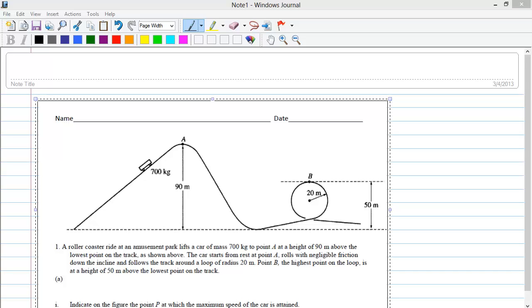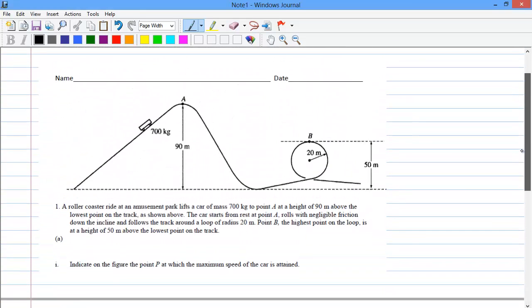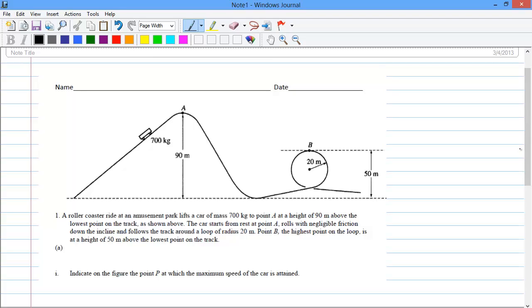Alright, so we're going to be looking at this roller coaster problem to understand conservation of energy. It says a roller coaster ride in an amusement park lifts a car of mass 700 kilograms to point A at a height of 90 meters above the lowest point on the track as shown above. The car starts from rest at point A, rolls with negligible friction down the incline, and follows the track around a loop of radius 20 meters. Point B, the highest point on the loop, is at a height of 50 meters above the lowest point on the track.